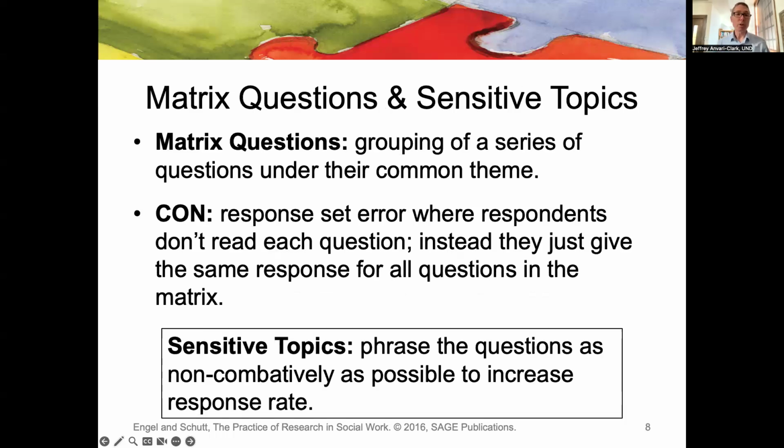One of the ways in which those are arranged is through matrix questions, where you've got a series of questions under a common theme, and you're using that Likert type scale. Unfortunately, people may not necessarily read each question. They just go straight down, and when in doubt, pick C. So they'll just pick C for all of them. You also want, when you're doing sensitive topics, to create supportiveness and neutralness as well as we're able to.